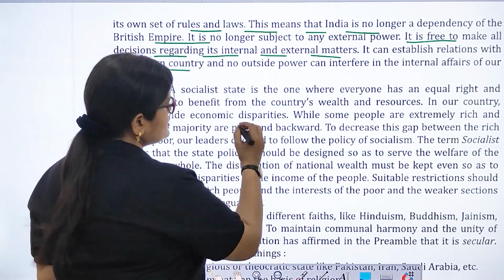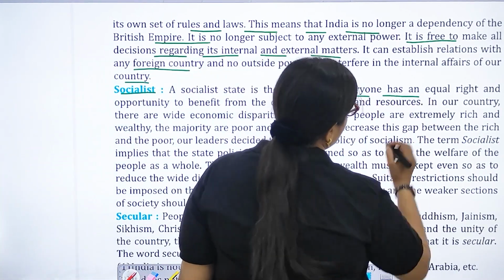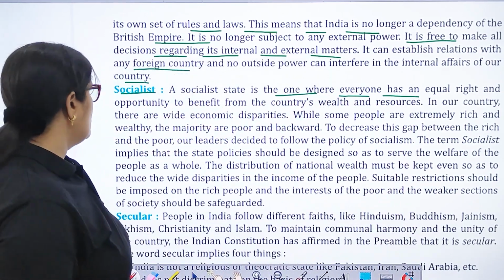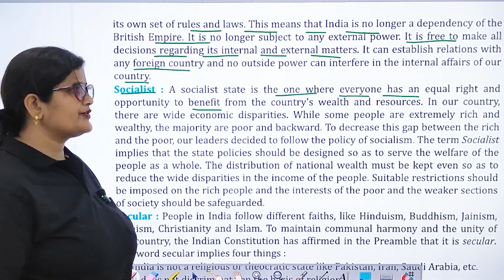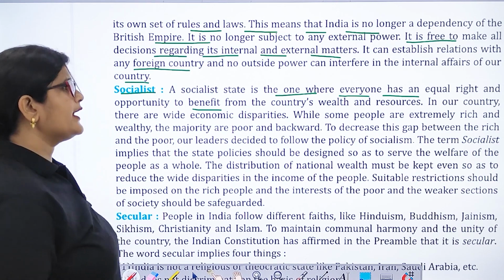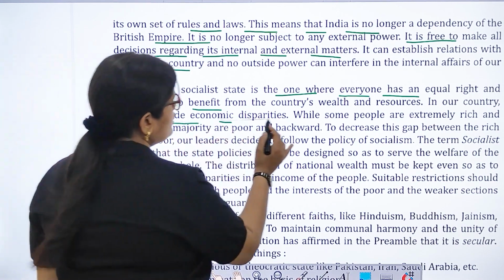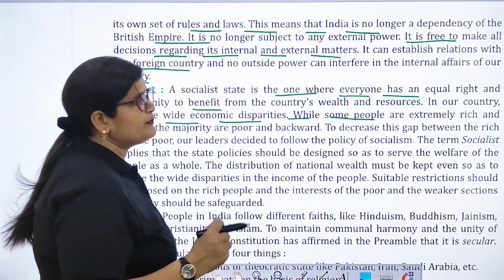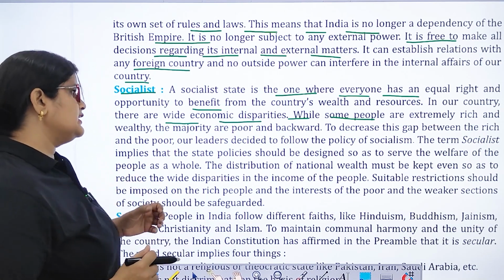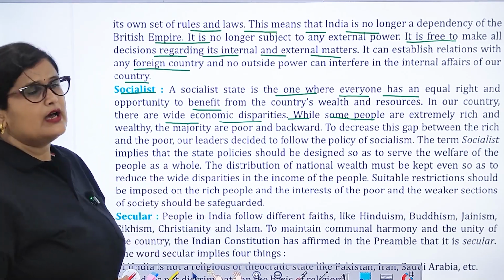Socialist. A socialist state is the one where everyone has an equal right and opportunity to benefit from the country's wealth and resources. In our country, there are wide economic disparities. While some people are extremely rich and wealthy, the majority are poor and backward.